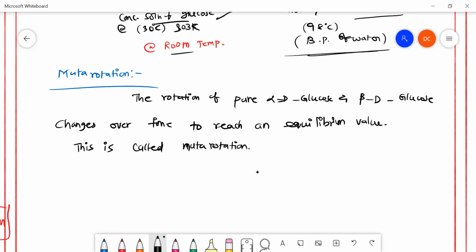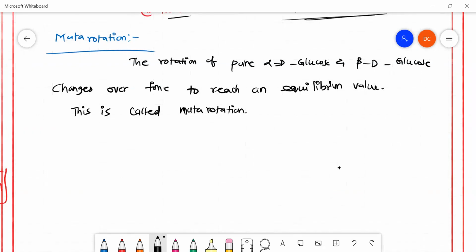So we take pure alpha D glucose and beta D glucose, and the rotation changes over time to reach an equilibrium value, because these consist of an anomeric carbon. So the alpha form can become the beta form, and the beta form can become the alpha form. The percentage may vary. Both cannot attain equilibrium easily; it takes more time to reach equilibrium, and that is called mutarotation.